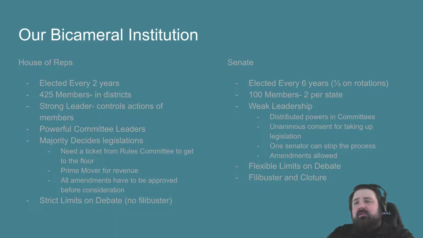Now, these flexible limits on debate on the Senate side lead to 2 of the major features of debate within the Senate. The first being the filibuster, right? That's the ability for one senator to stand up and keep speaking to run out the clock on whether something's going to be voted on. Now, to stop the filibuster requires 60 votes, and that's something called cloture. So these are 2 sides of the same coin.